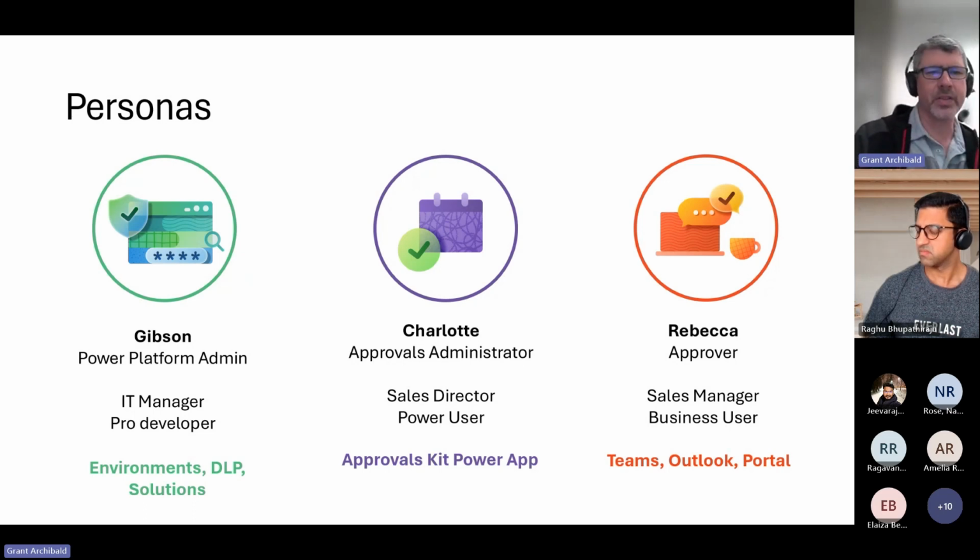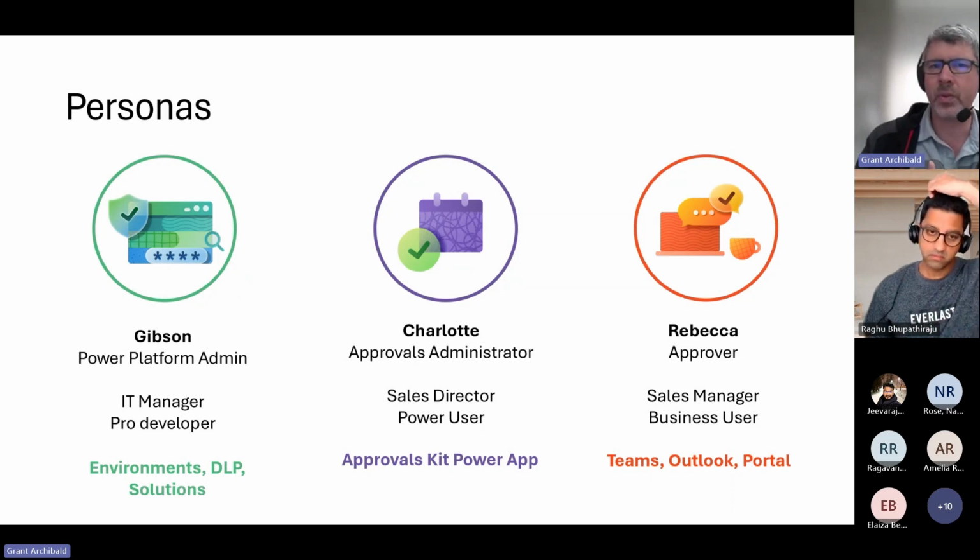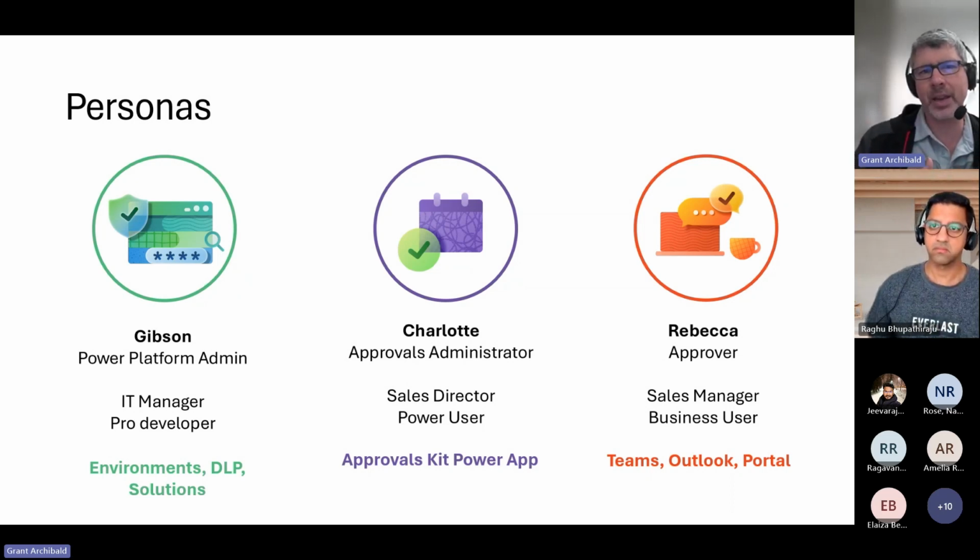The second one we've got is a persona called Charlotte, an approvals administrator, who is designed to be a low-code person that wants to model out an approval process, maybe use some Power Automate to trigger an approval process, and then update the system of record at the end of the process.